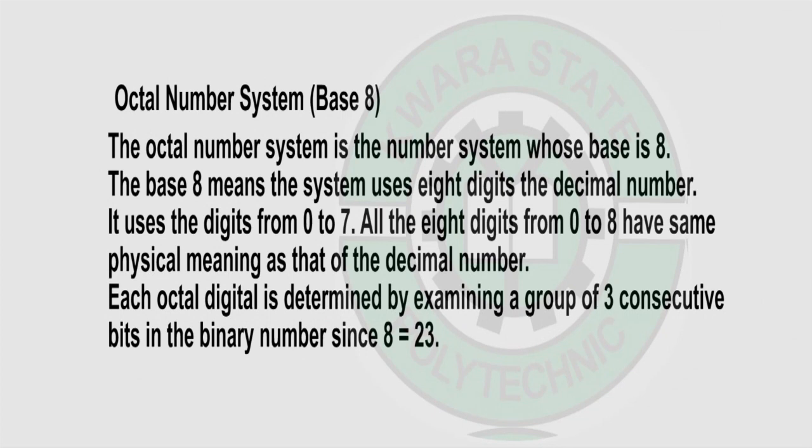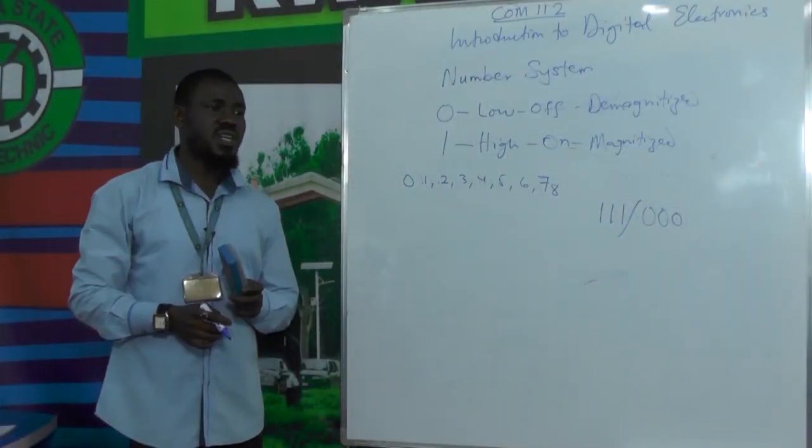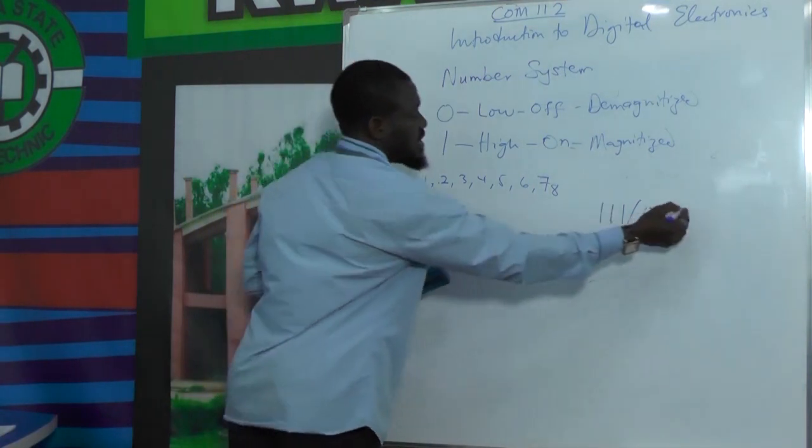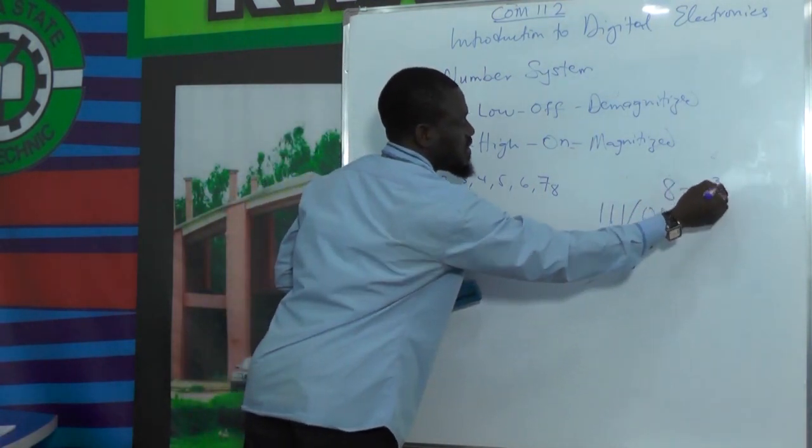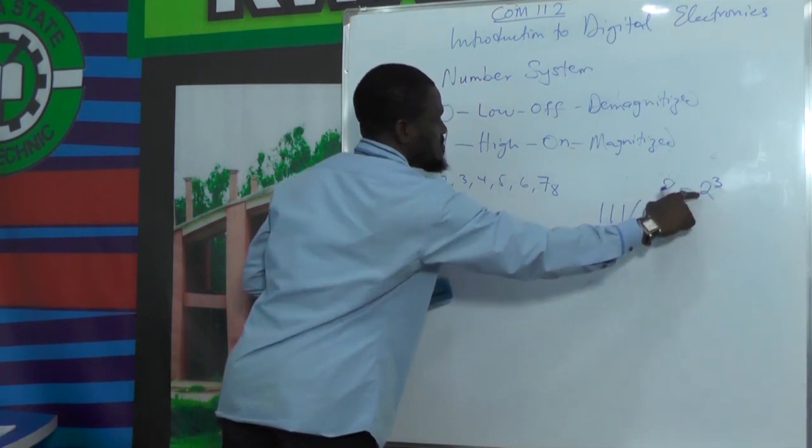All right, the octal number system is a number system whose base is 8. The base 8 means that the system uses 8 digits, like the decimal number. It uses the digits from 0 to 7, as I've said, 0 to 7. And all the 8 digits from 0 to 7 have the same physical meaning as that of the decimal number. Each octal digit is determined by examining a group of 3 bits. That means you can have 1, 1, 1. That is the meaning. Or 0, 0, 0. That's the 3 consecutive bits in the binary number system. That is 8. What will give us 8? That is 2 raised to power 3. So 2 raised to power 3 will give us 8.